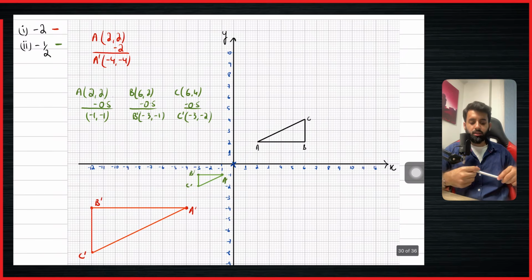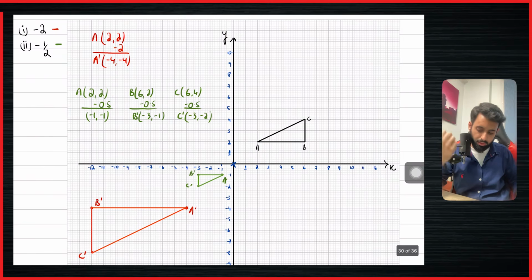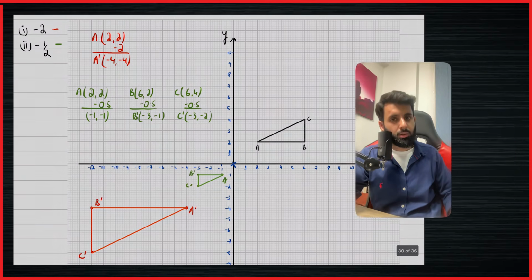So that's pretty much all I wanted to cover in this video. We've learned 2 things. We've learned what happens when the scale factor is positive. We've learned what happens when the scale factor is negative. And actually 3 things. We've also learned what shortcut we can use when the center is the origin. Now I know what you're probably thinking. You're probably thinking, what if the center is not the origin?